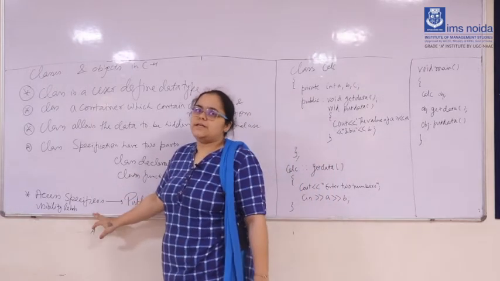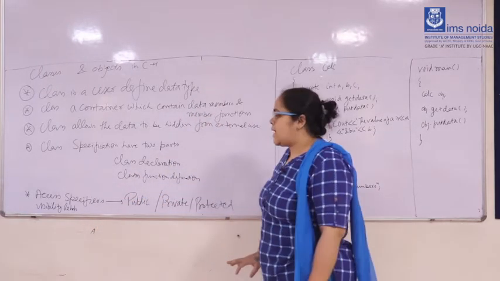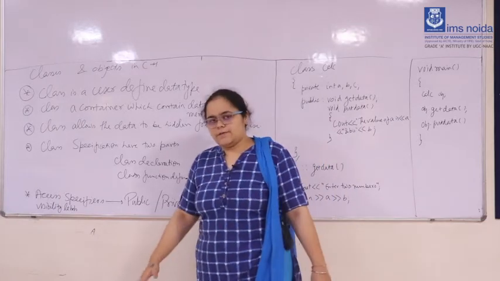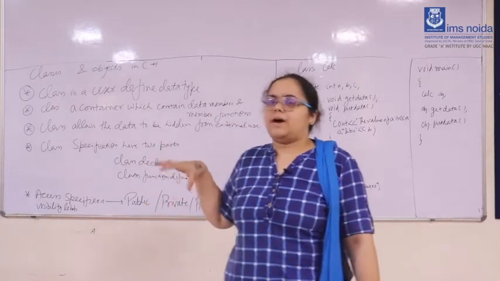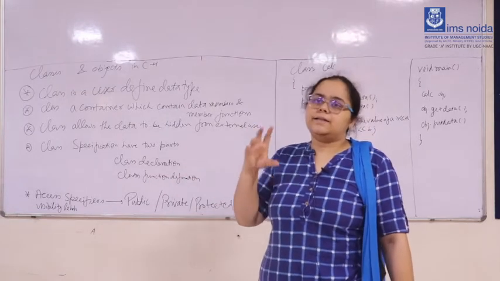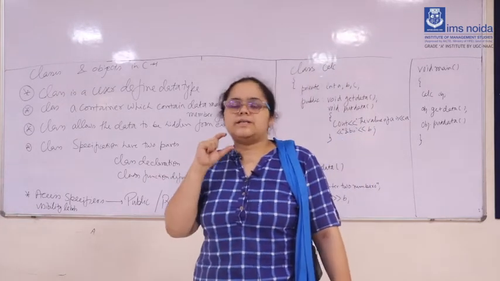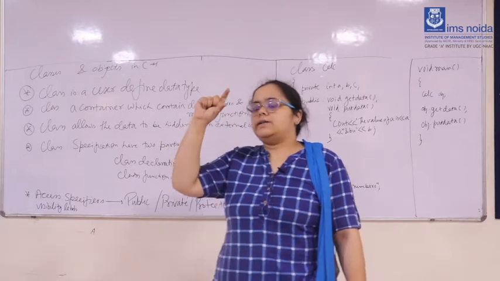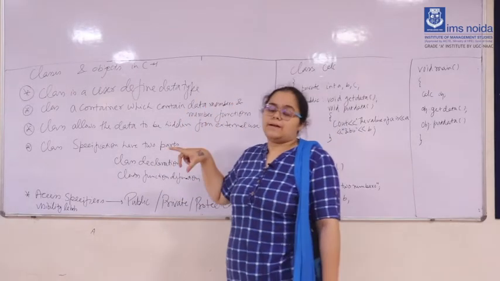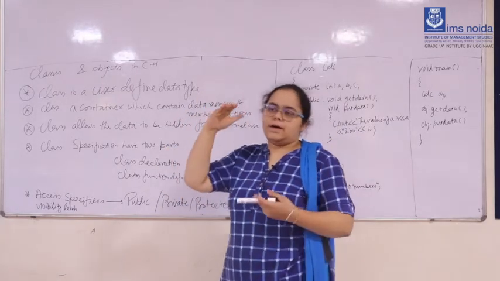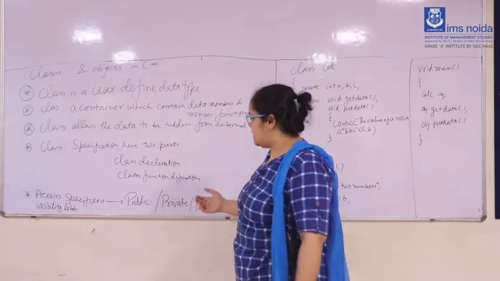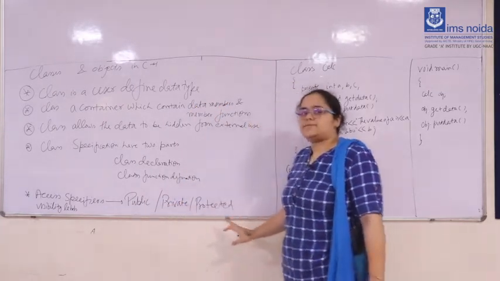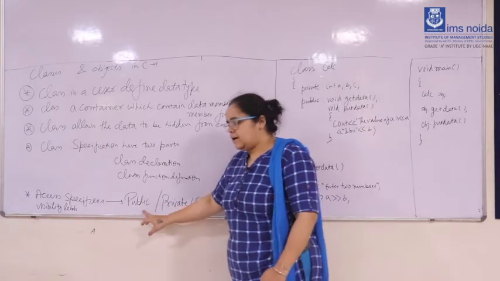Before going into the detail of class declaration and class function definition, we have to understand first the access specifiers. Access specifiers, or you can say visibility labels, mean you have to declare that this kind of object, data member or member function of that particular class has the scope of being publicly used, privately used or protected. So we have three access specifiers.